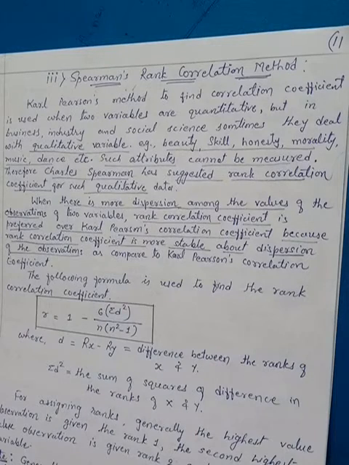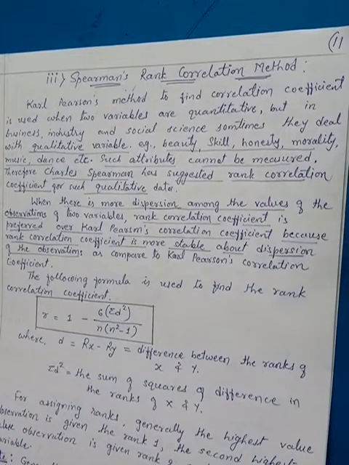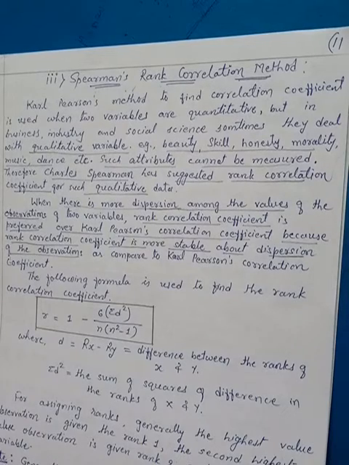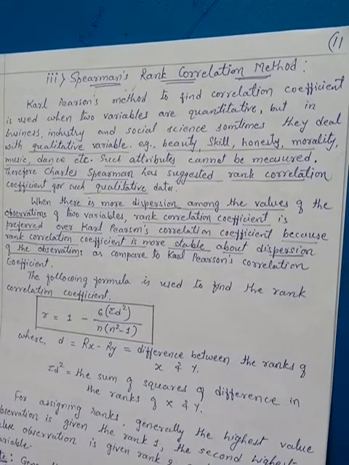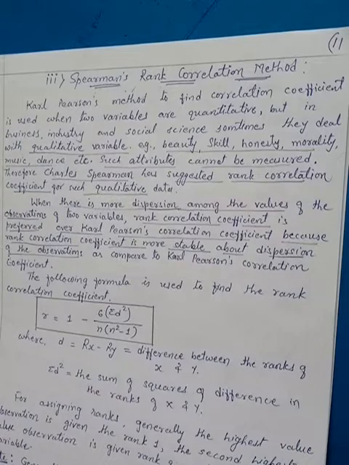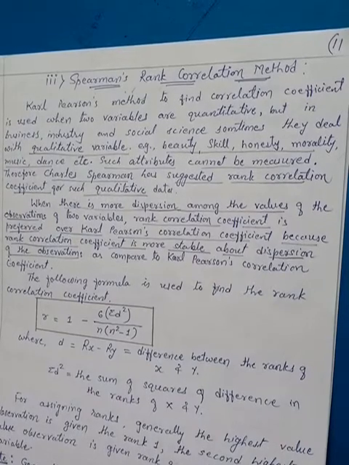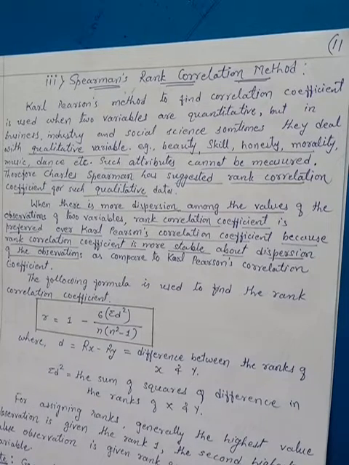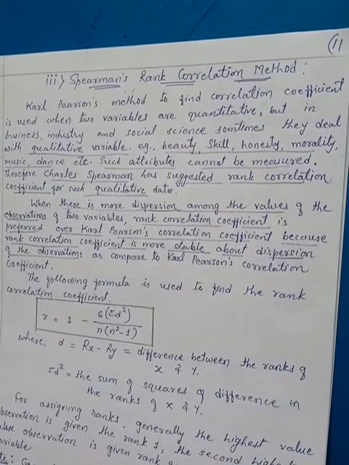These data can be measured in the form of values, like age in years, weight in kg, temperature in degrees Celsius, and the sale of ice cream in rupees or thousands of rupees, right? So when quantitative variables are available, Karl Pearson's product moment method is useful to calculate the correlation coefficient.